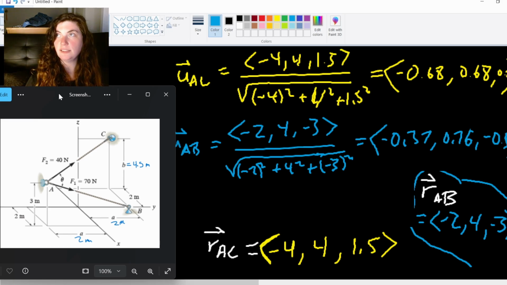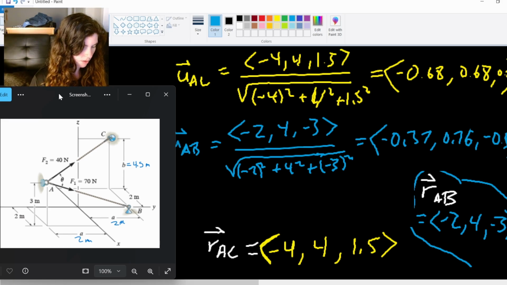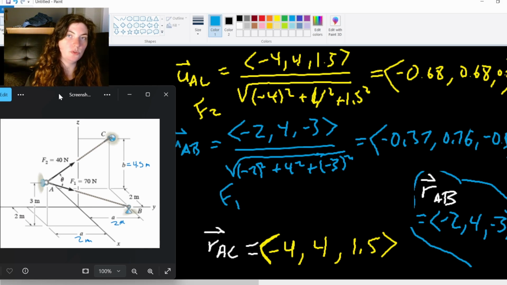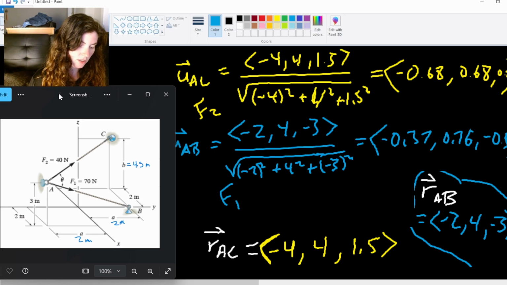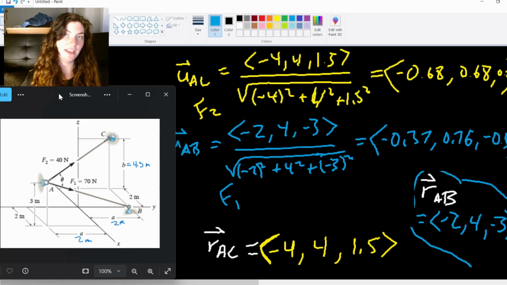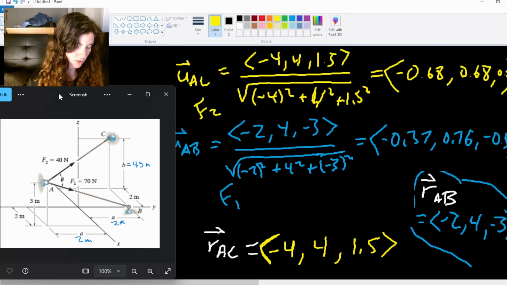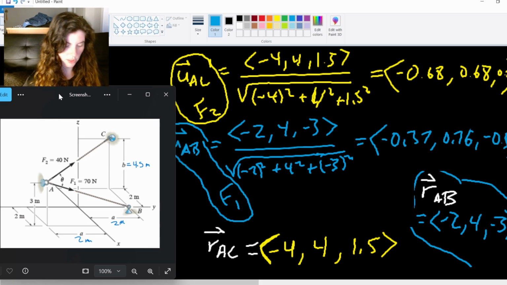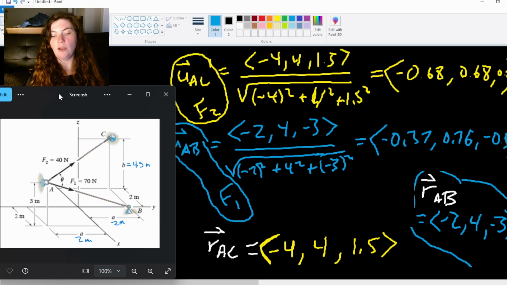With our UAC in yellow corresponding to F2, and our UAB corresponding to F1. So what we'll do is we'll multiply the unit vector times the magnitude of the force, multiplying UAB times F1, UAC times F2. And that will give us each of our two force vectors.